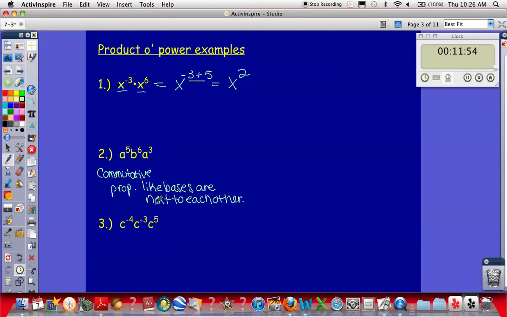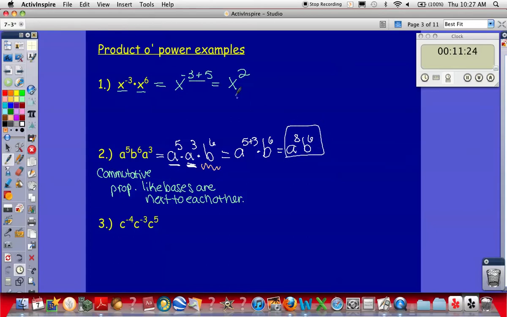If they don't have a like base, you can't multiply them. So I'm just going to rewrite this as a to the 5th times a cubed times b to the 6th. I can only add my like bases. My b to the 6th, it's something altogether different, so I can't multiply that together. So we have a to the 5 plus 3 times b to the 6th equals a to the 8th, b to the 6th. Again, we're done now because they do not have like bases.